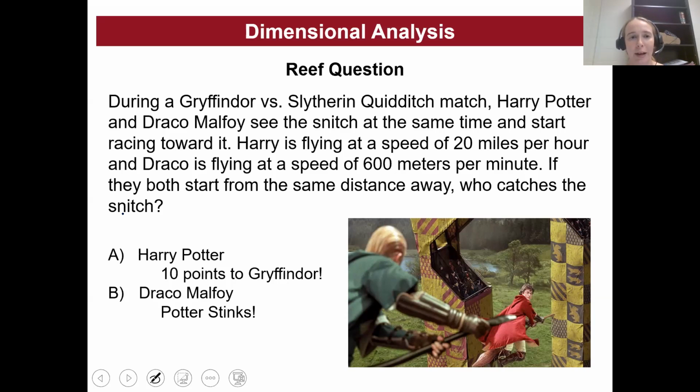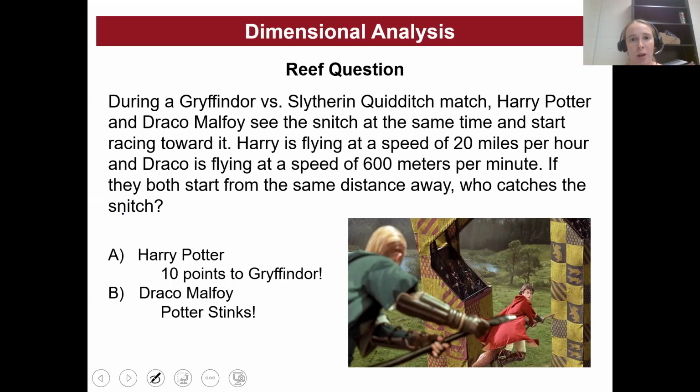All right, I'm a big Harry Potter fan. So during a Gryffindor versus Slytherin Quidditch match, Harry Potter and Draco Malfoy see the snitch at the same time and start racing towards it. Harry is flying at a speed of 20 miles per hour, and Draco is flying at a speed of 600 meters per minute. If they both start from the same distance away, who catches the snitch?